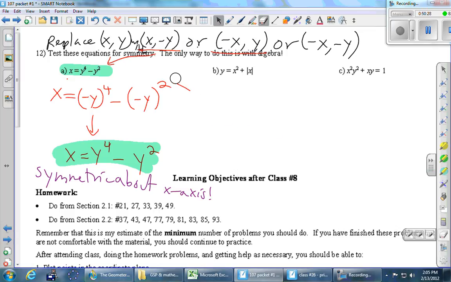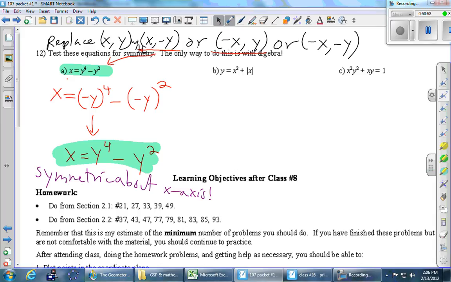Okay, let's try the next one. I've got an x squared, and I've got an absolute value of x. It feels like you could change those x's into what, and it'll still be the same? You could change those x's into negative x's, because you've got an x squared, and we know that negatives disappear when you square them, and you've got an absolute value. And what happens to negatives when they're in an absolute value? They disappear as well. So it feels like replacing x with negative x is a good idea.